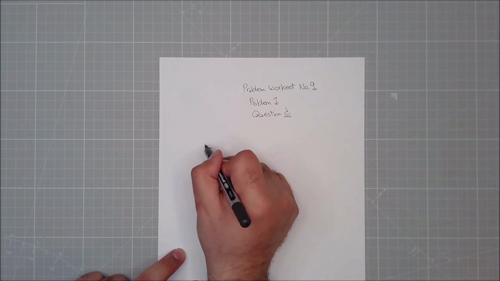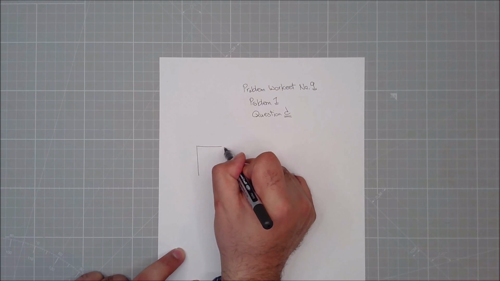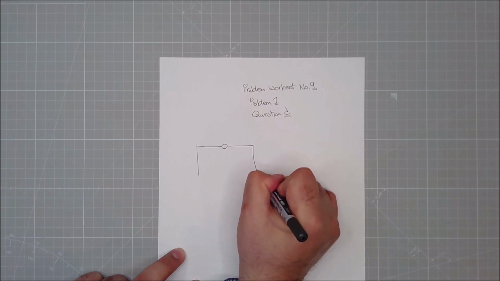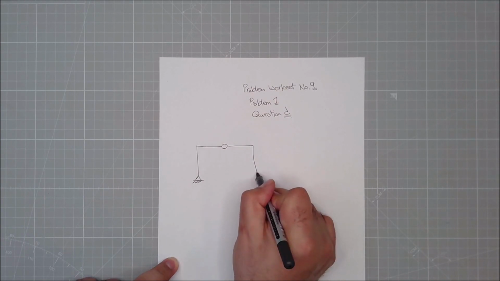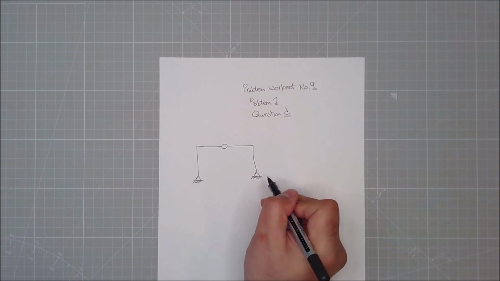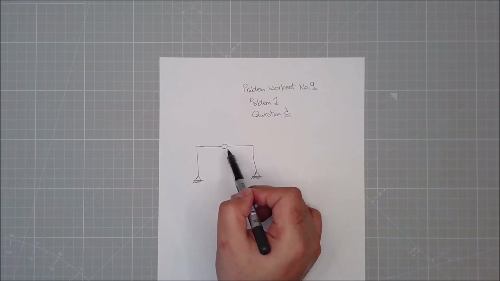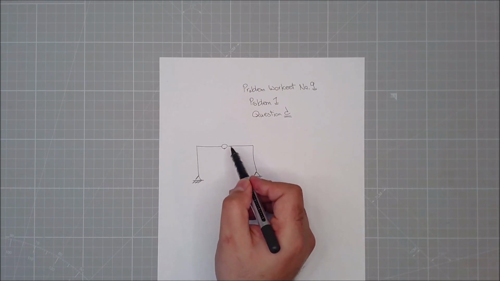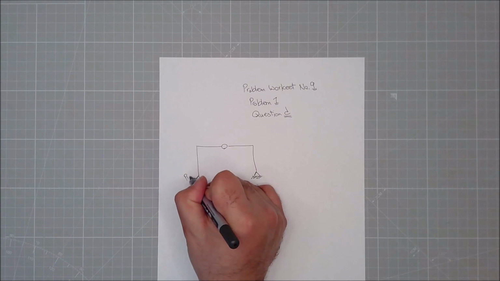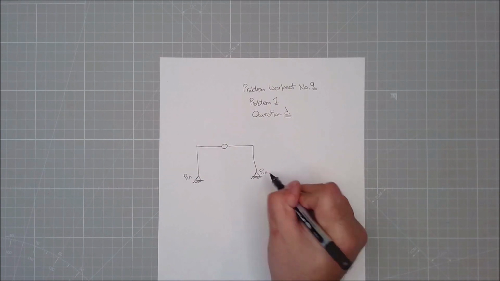So I have a frame like this, a hinge, and another frame on the other side. There is a pin here. There is a pin here as well. If there wasn't any hinge over here, this would have been indeterminate. But because the hinge is over there, it helps me calculate the unknowns, or my reactions.